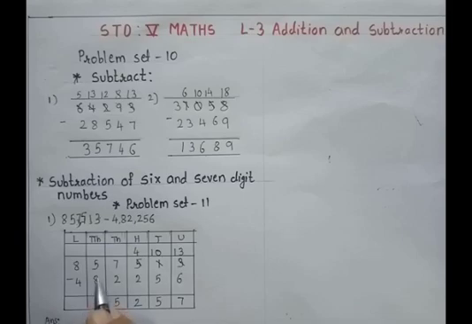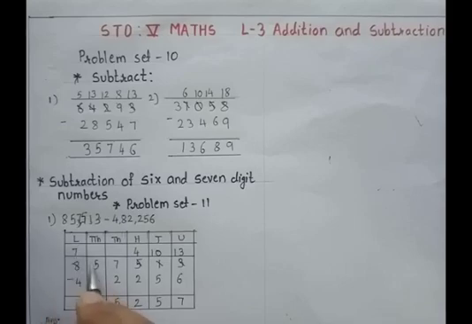Can we subtract 8 from 5? No, because 8 is bigger than 5. So borrow 1 from 8, from the lakhs place. Cut 1, write down 7. Cut 5, write down 5 and put 1 which we have borrowed from 8. 15 minus 8, we get 7. 7 minus 4, we get 3.